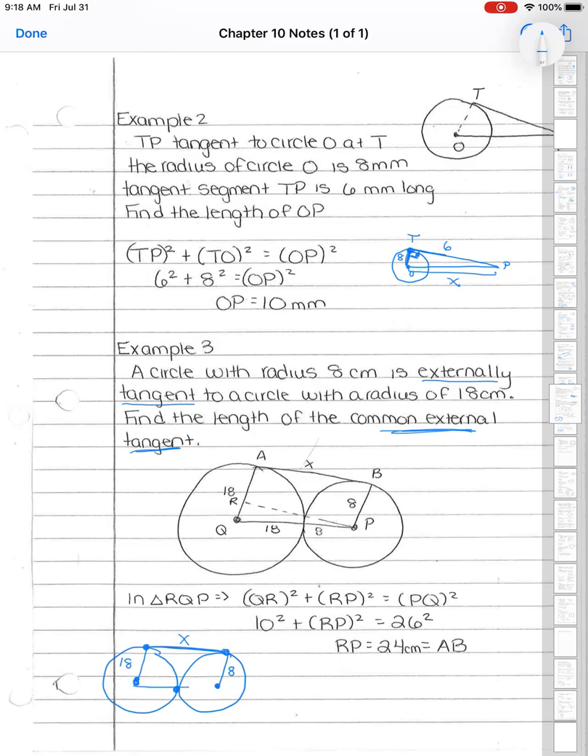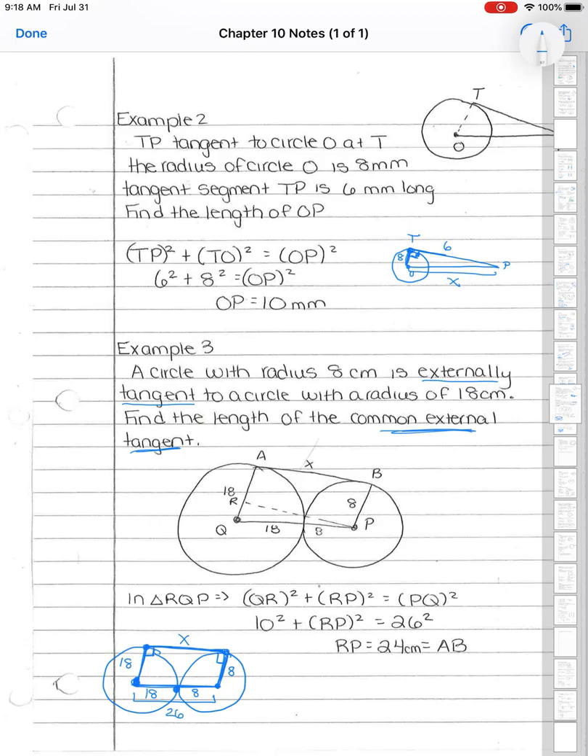So what I'm going to do is connect these dots right here. This is a radius right here, 18. This is a radius here, which means that whole segment is equal to 26. But if we look at this figure, we know that a radius, 18, is perpendicular to a tangent, so I can put a right angle there. I know a radius is perpendicular to a tangent, so I can put a right angle there.